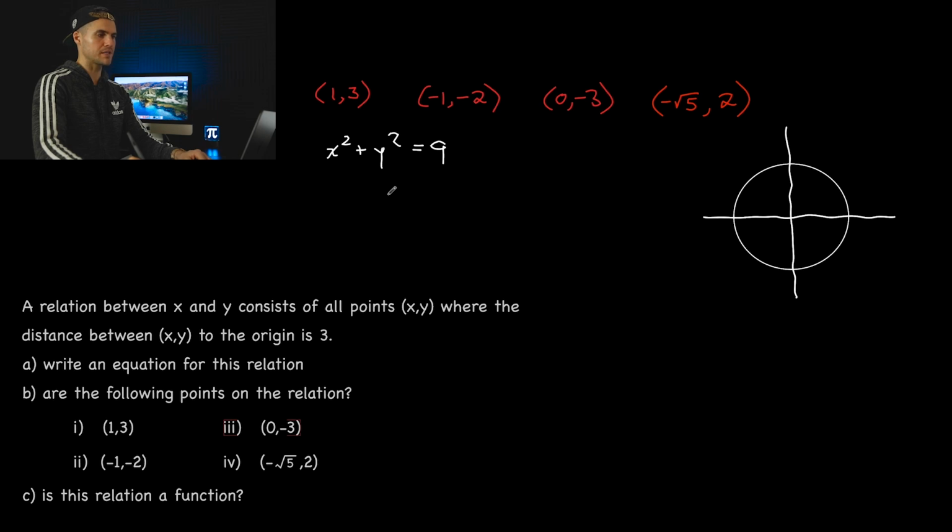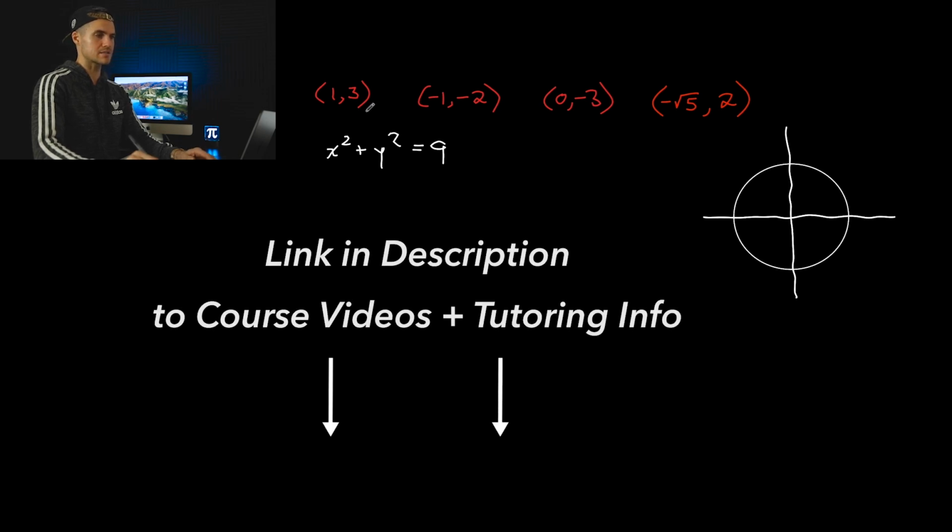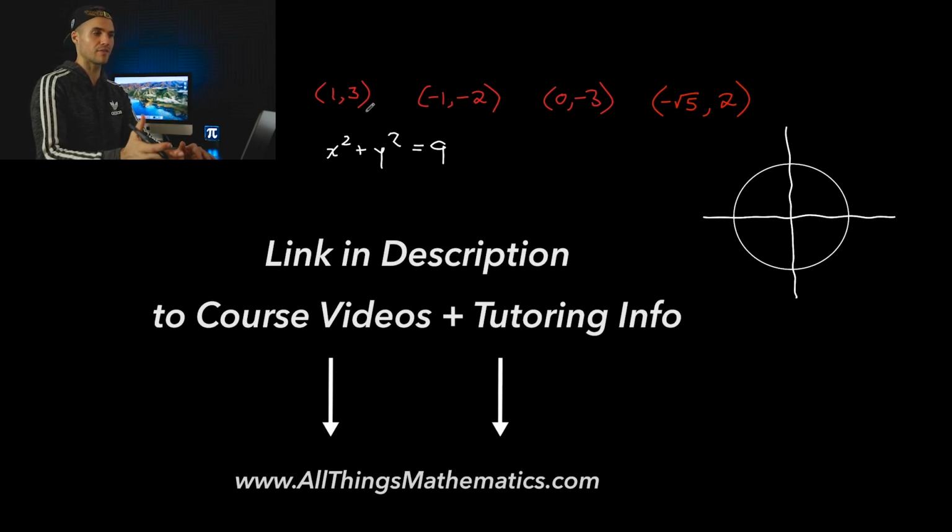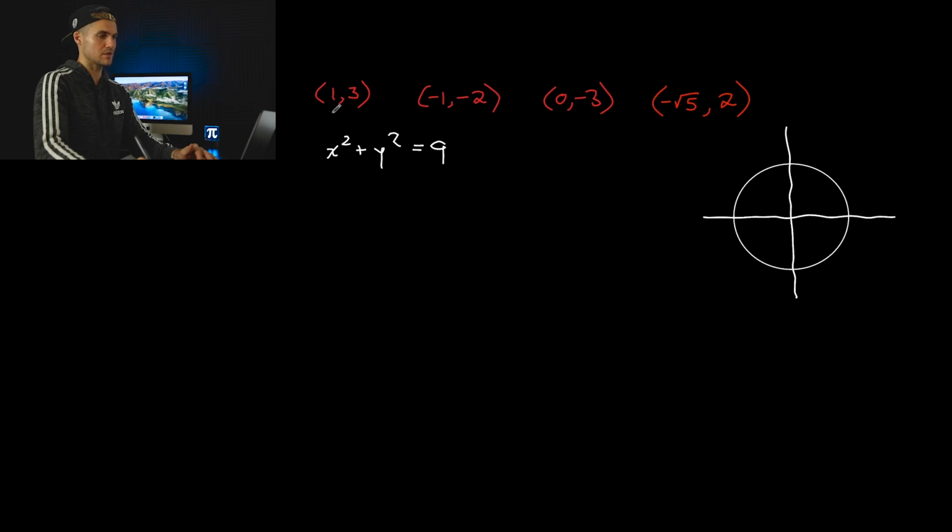Moving on to part B, what we have to figure out is whether these points are going to be on this circle or not. The way you do that is you take the x value and the y value of each point, starting with this first one, 1 and 3, and plug them into the equation we got in part A. Then see whether the left side equals the right side. If they don't equal, the point is not on the circle. If they do equal, the point is on the circle.